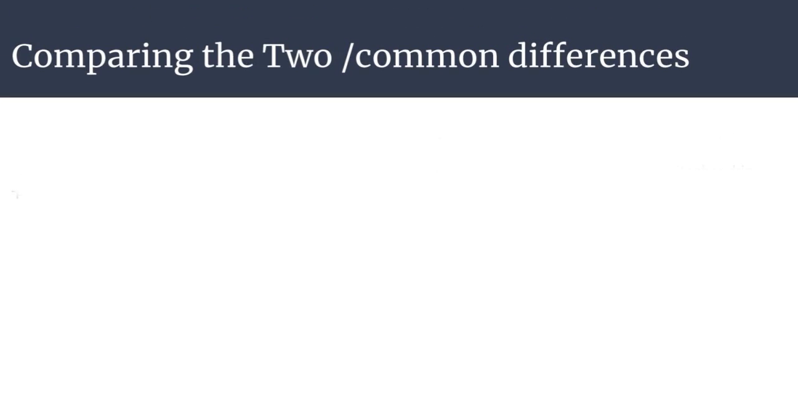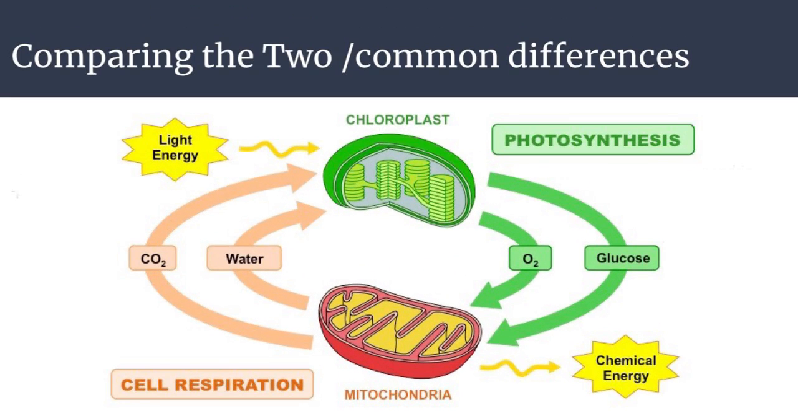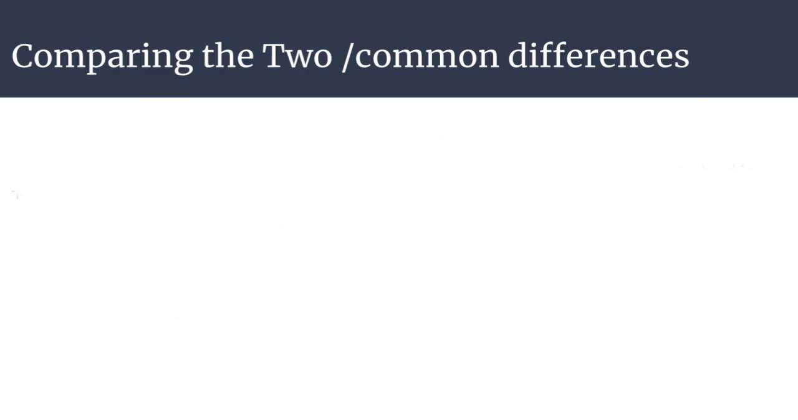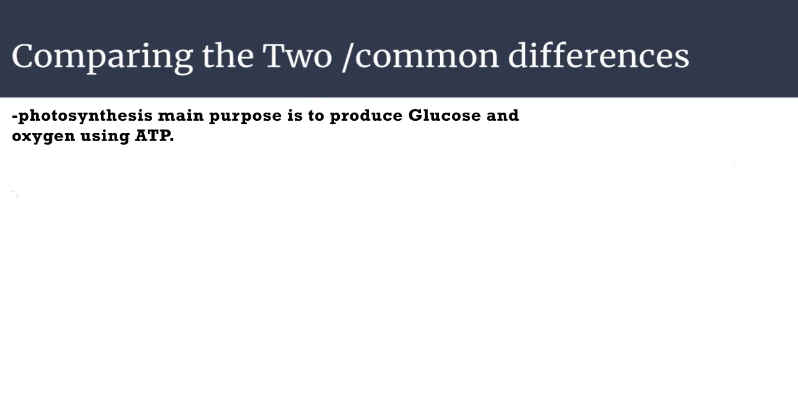Let's compare the two systems, photosynthesis and cellular respiration. In many ways, photosynthesis and cellular respiration can be described as exact opposites of each other. Why is this, you ask? Well, let's take a look. Here are some common differences. Photosynthesis' main purpose is to produce glucose and oxygen using ATP, while cellular respiration produces ATP using glucose.